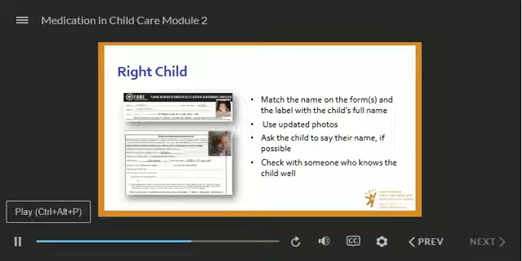If giving medication to an older child, ask the child to say their name, but avoid asking a yes or no question, like "Are you Thomas?" If not completely familiar with the child, or the child cannot say their full name, get help from someone who knows the child well.